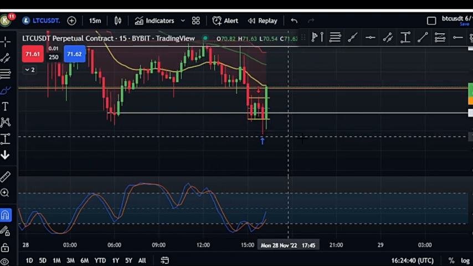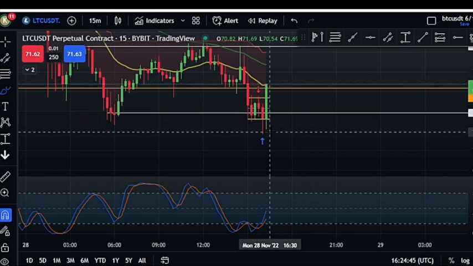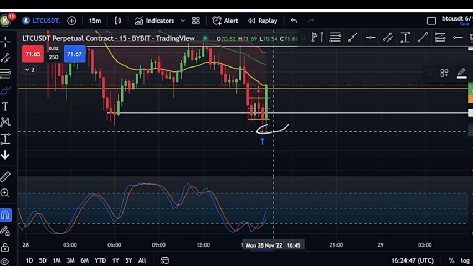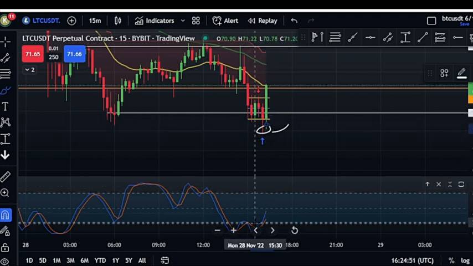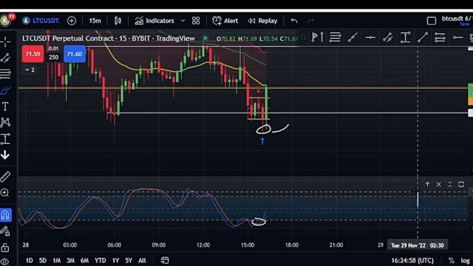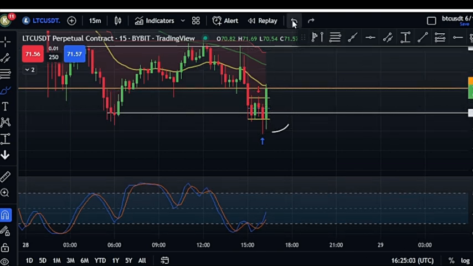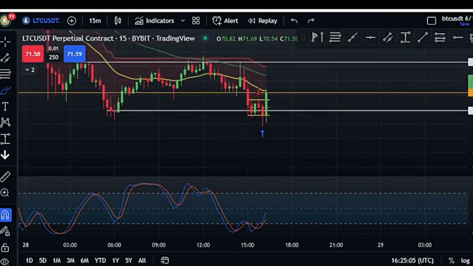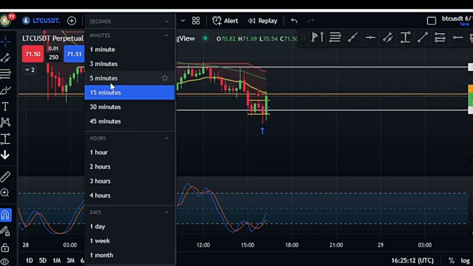The 15 minute is now showing a clear sign of strength and reversal from this area, as these 2 wicks here show that buyers came into the market. As you can see in the RSI also, the buyers stepped in and pushed the price higher. Now we just want to follow the trend. We don't care what's going on with the coin. We just trade it. So now let's go back to the 5 minutes.